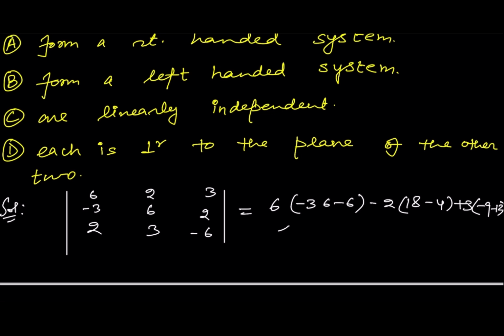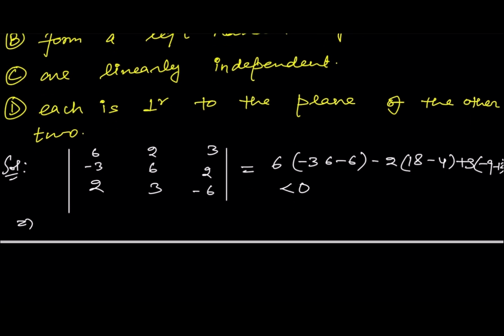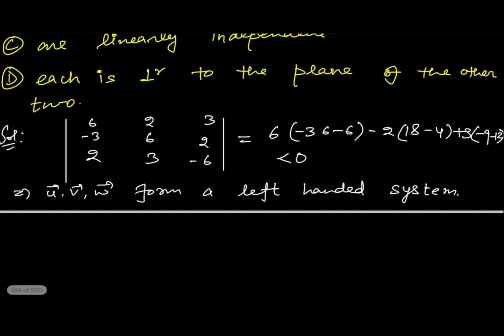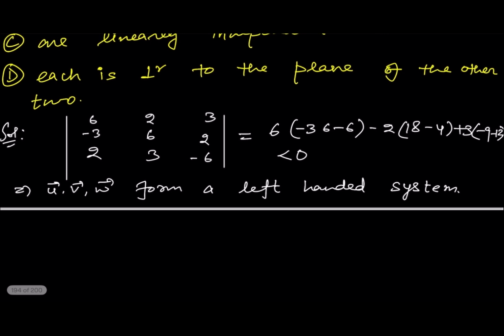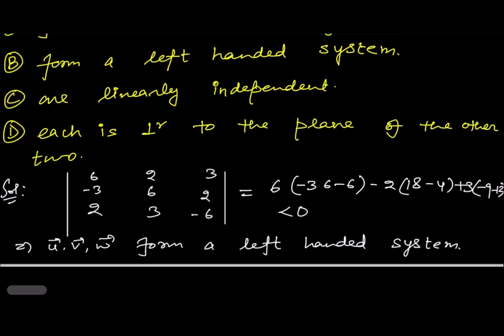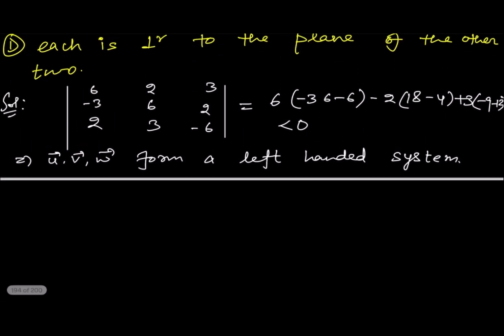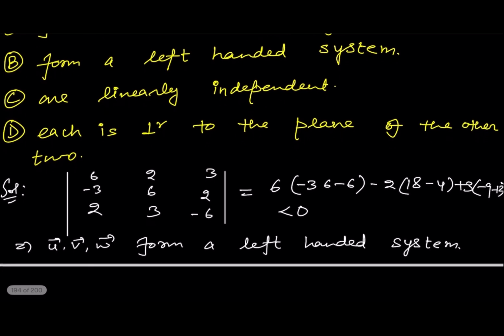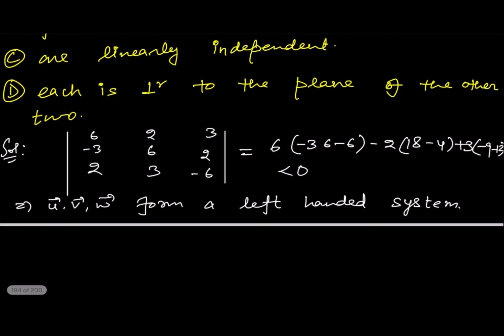Obviously this is negative, so you can say u, v, w form a left-handed system. Okay, let's come to the next options. Maybe more than one option is correct. So for C and D, if I see option D, which is each is perpendicular to the plane of the other two.